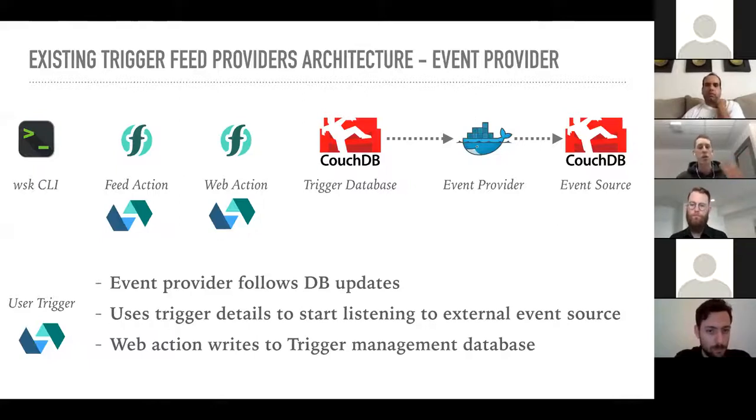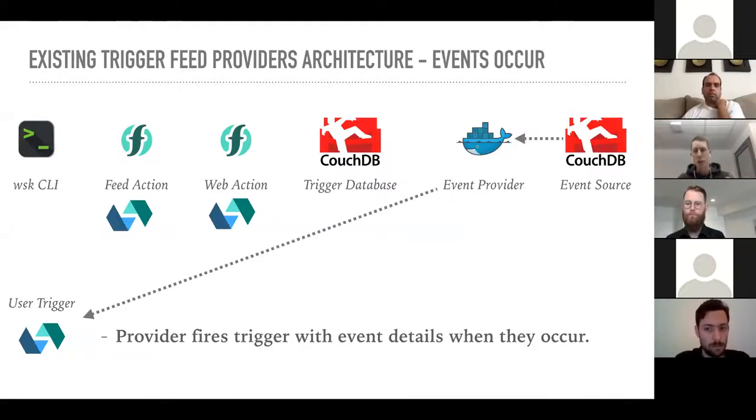And whenever new triggers get written, it's responsible for reading the event provider credentials, talking to that event provider, and setting up the event source listening. Whenever events occur, the provider recognizes that, and it can use the trigger details it was passed during registration to invoke the trigger in OpenWhisk, and that's how your trigger gets called.